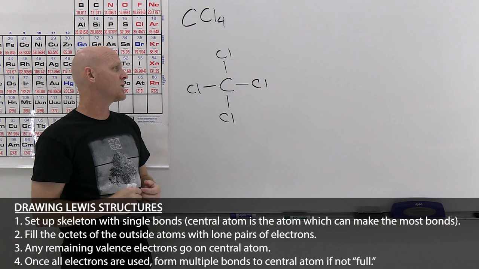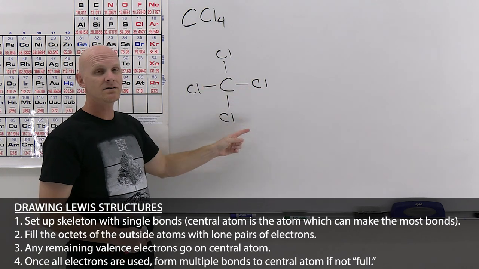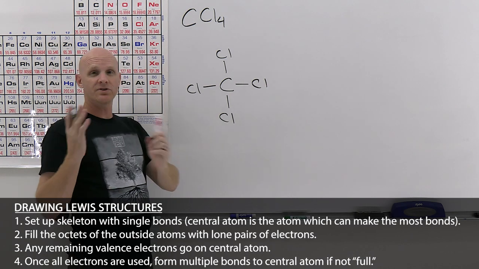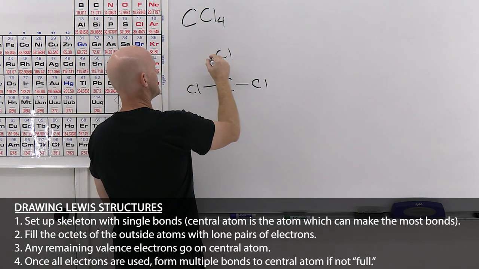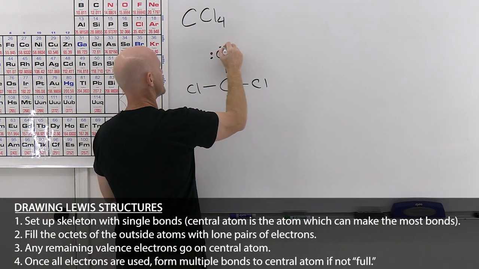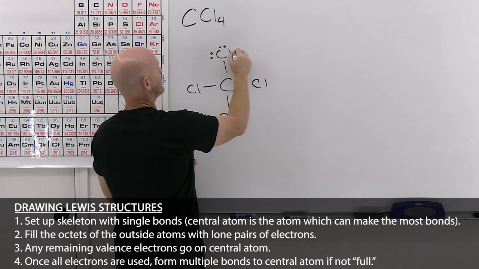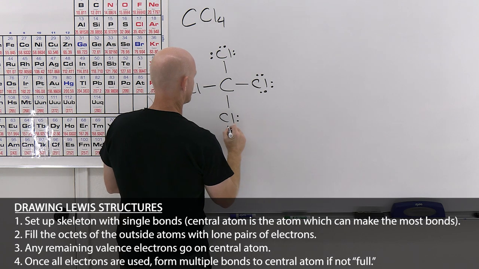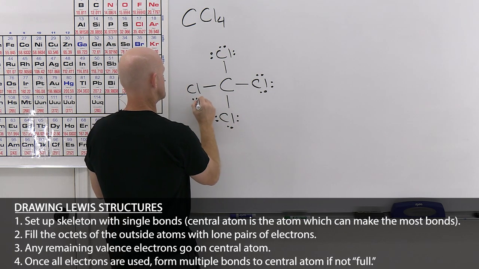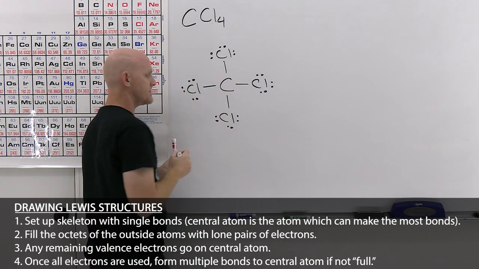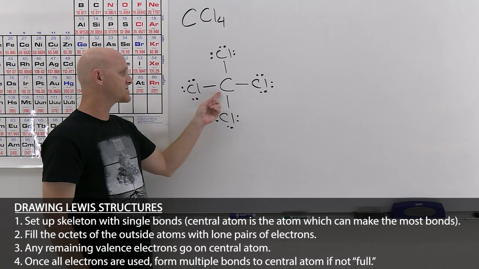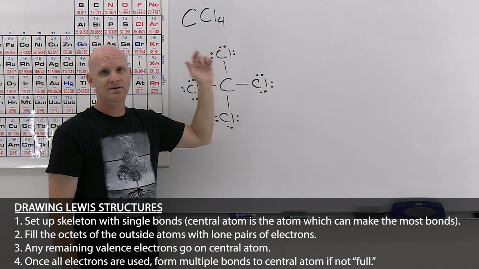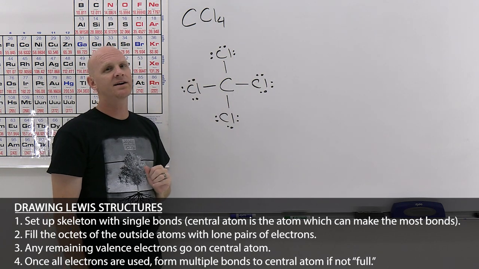So the next thing you want to do is fill up the octets of all the outside atoms first. Assuming they want a filled octet, and in this case the chlorines do, since they're not any of the exceptions to the octet rule like hydrogen, beryllium, or boron, we're just going to fill them up. You'll always have enough electrons to fill them up. So we set up our skeleton, put the least electronegative atom in the middle, and filled up the outside atoms' octets. From this point we now need to take an accounting.